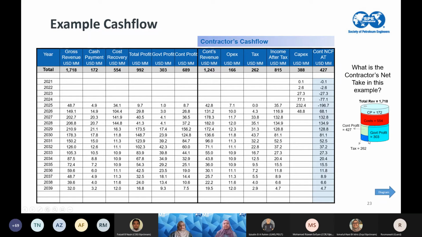So what is the contractor's net take? I hope you take your calculator out and you can work this out yourself. You need most probably these numbers here to calculate what the net take is. The contractor's net take is, in this case, the profit that it takes home over revenue minus costs. So you take this 427 divided by 1718 minus these two numbers, 554. And you'll end up with 37% roughly. So basically the contractor's net take for this particular project is 37%.